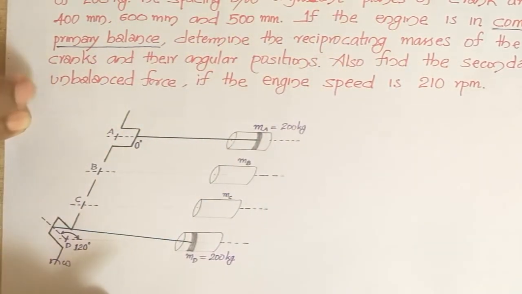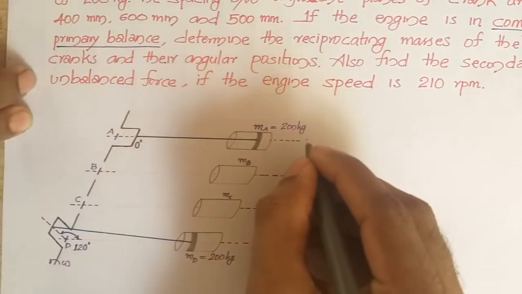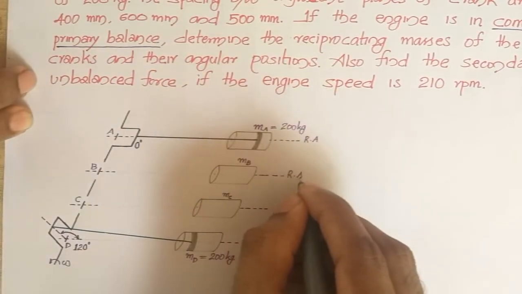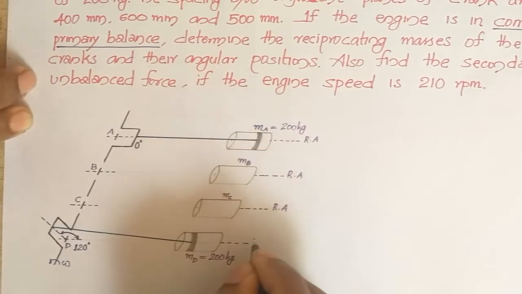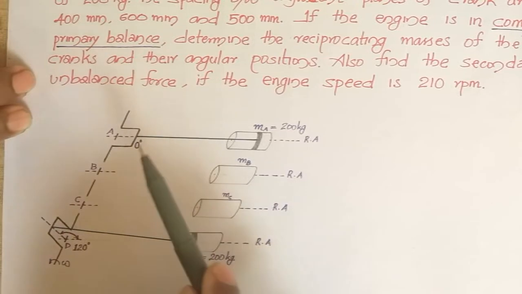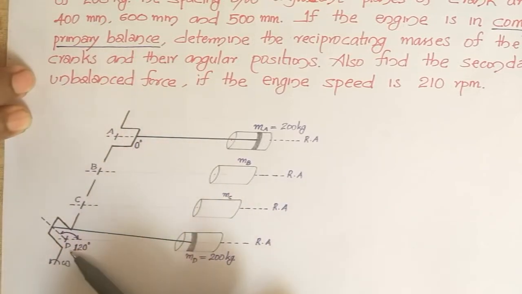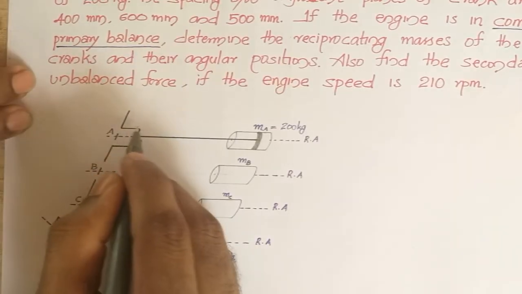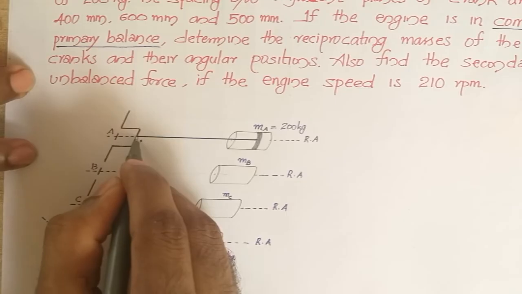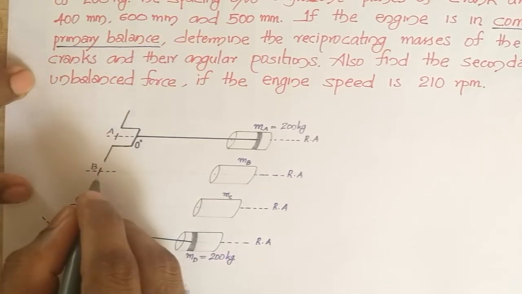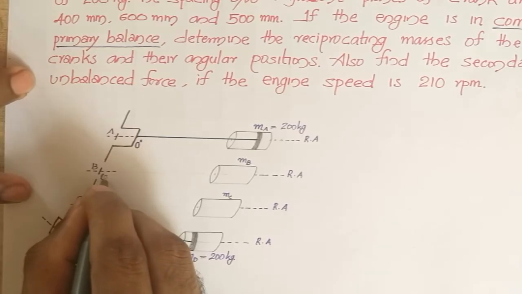Here at all the planes A, B, C, D, the reference axis will be taken as this horizontal line. Each angular position will be measured with respect to the reference axis. Here it is said that the A and D cranks are spaced 120 degrees apart. So I will fix the position of the A crank at plane A along the horizontal, then the crank at D will be spaced 120 degrees, and you do not know the angular position of the crank at B.